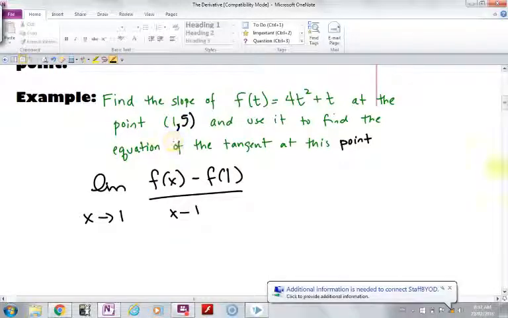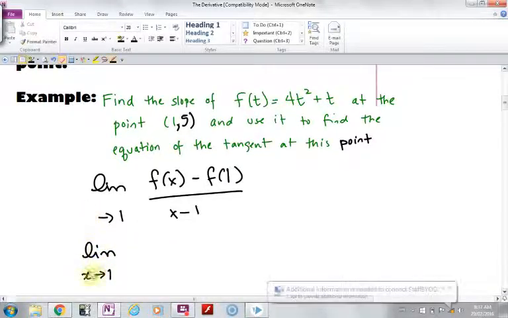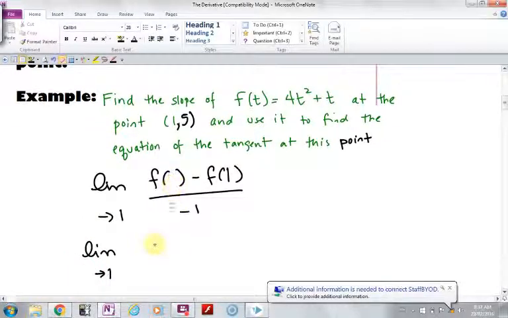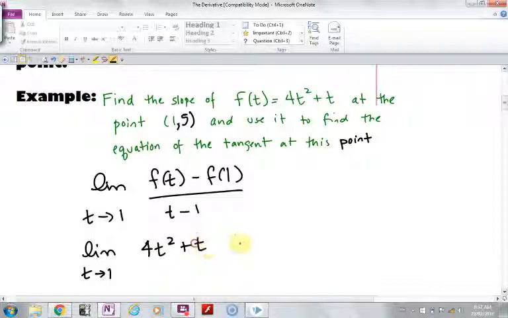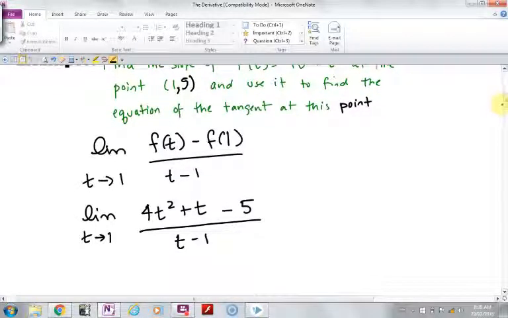Okay, so we are going to substitute in f of x. Actually, we're talking about t today, aren't we? So these should all be t's. So we have 4t squared plus t, and then we're subtracting the value of the function at 1, which is 5, all over t minus 1. Okay, are we all right with that?